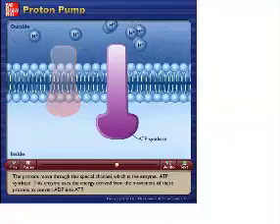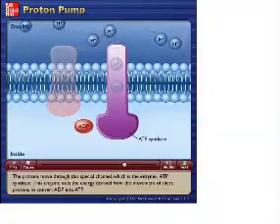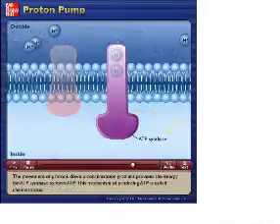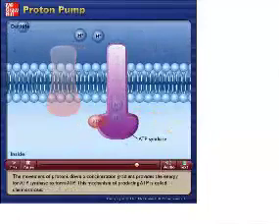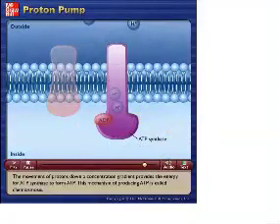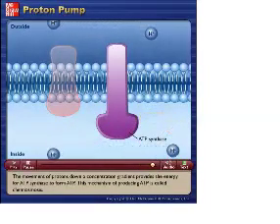This enzyme uses the energy derived from the movement of these protons to convert ADP into ATP. The movement of protons down a concentration gradient provides the energy for ATP synthase to form ATP. This mechanism of producing ATP is called chemiosmosis.